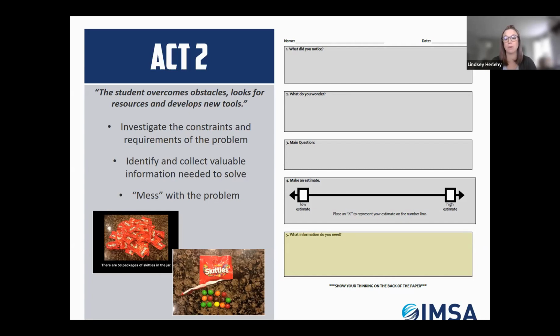We get asked a lot, when do you do the instruction for a 3-act math task? And my advice would be do it now. Now students have a context that is necessary. You can't solve the answer without knowing this. So that is a motivator for them, but it also gives them a context in which to wrap this around.